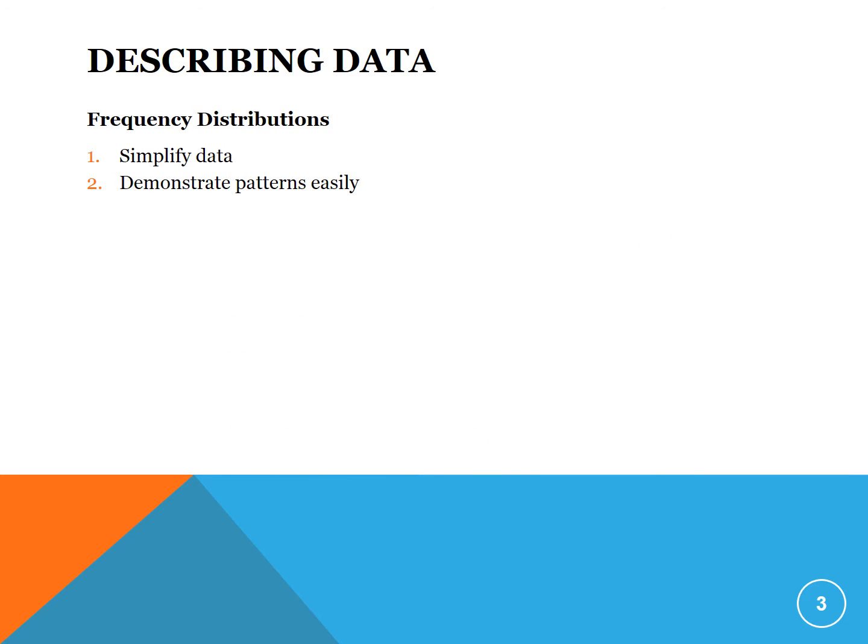All right, so the first thing we're going to do is learn how to describe data via frequency tables or frequency distributions. The two things that frequency distributions help us to do are, one, simplify data, and two, demonstrate patterns easily.